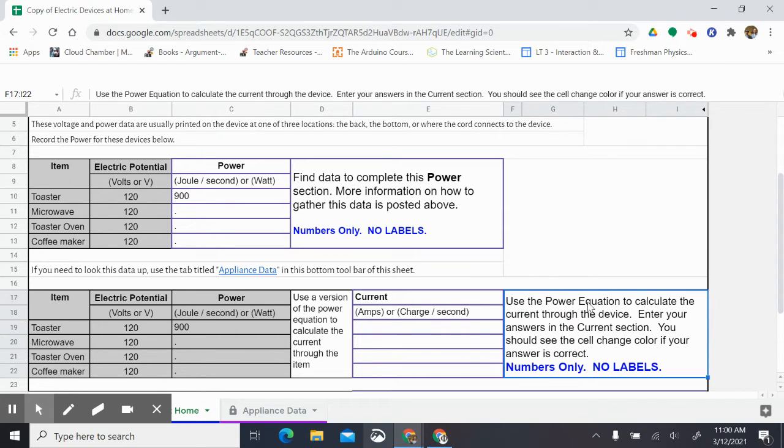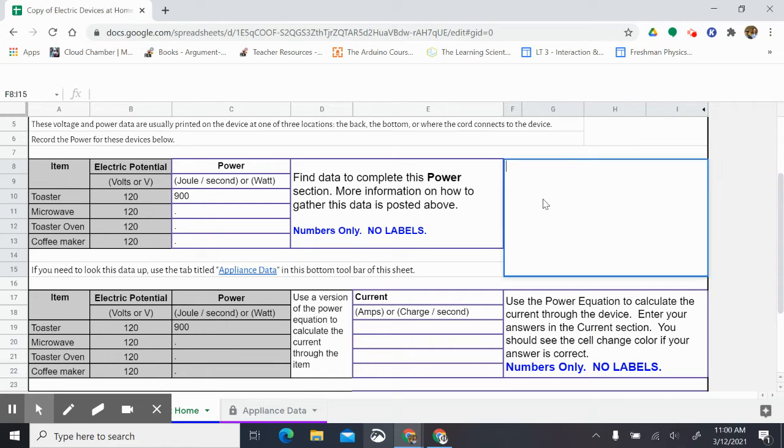And here it says, hey, use this power equation to calculate the current through your device. So pencil and paper will be helpful for you to do this. You can't type in this cell, I can. So I'm just going to use this as a little spot for notes here. So the power equation is power equals current times voltage.